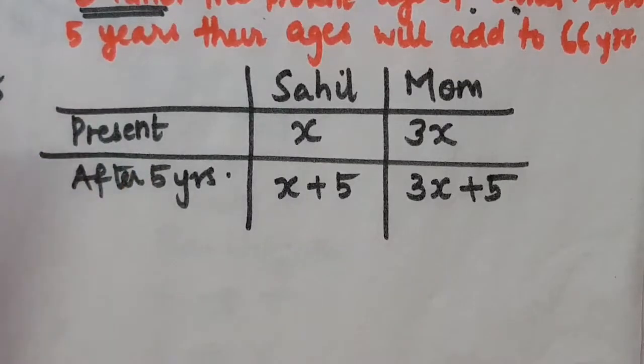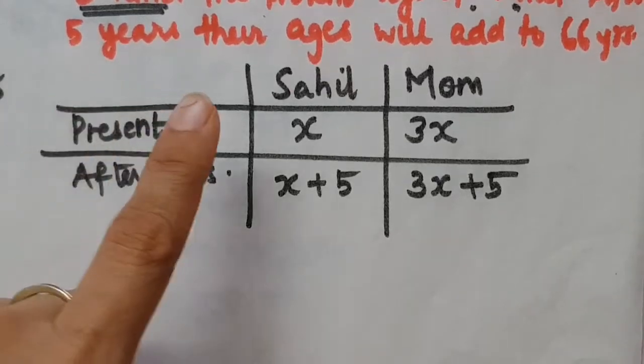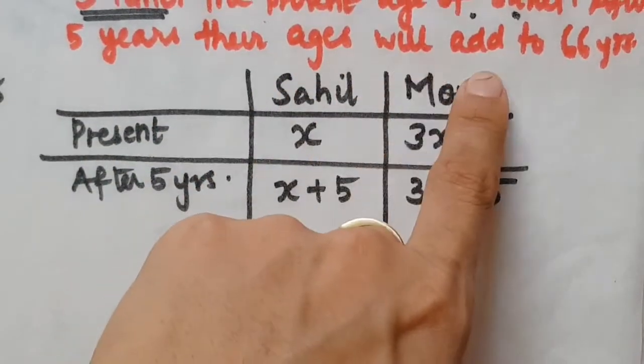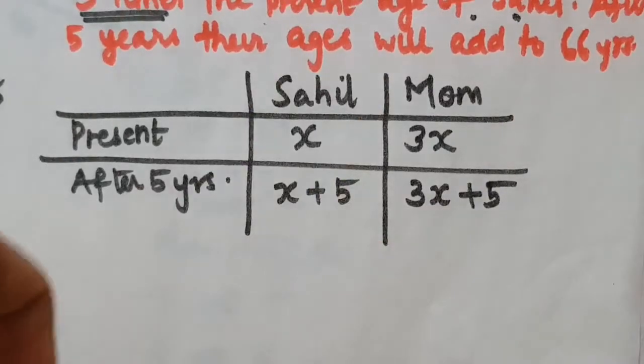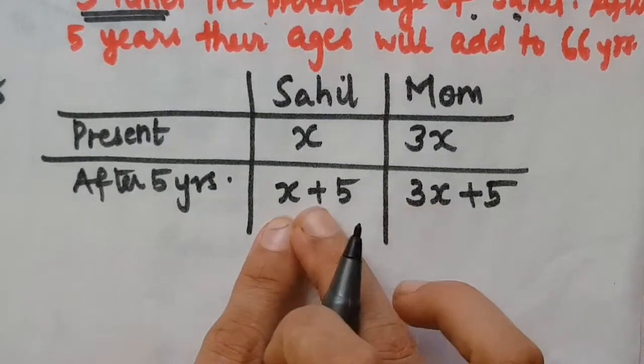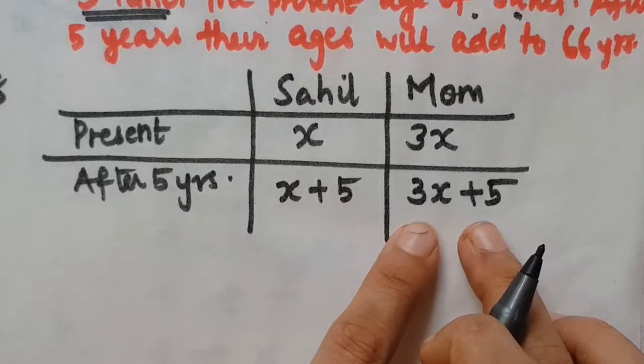So half of the question is completed now. After 5 years the ages will add to 66 years. So after 5 years means this one: Sahil is x plus 5 and mom is 3x plus 5.